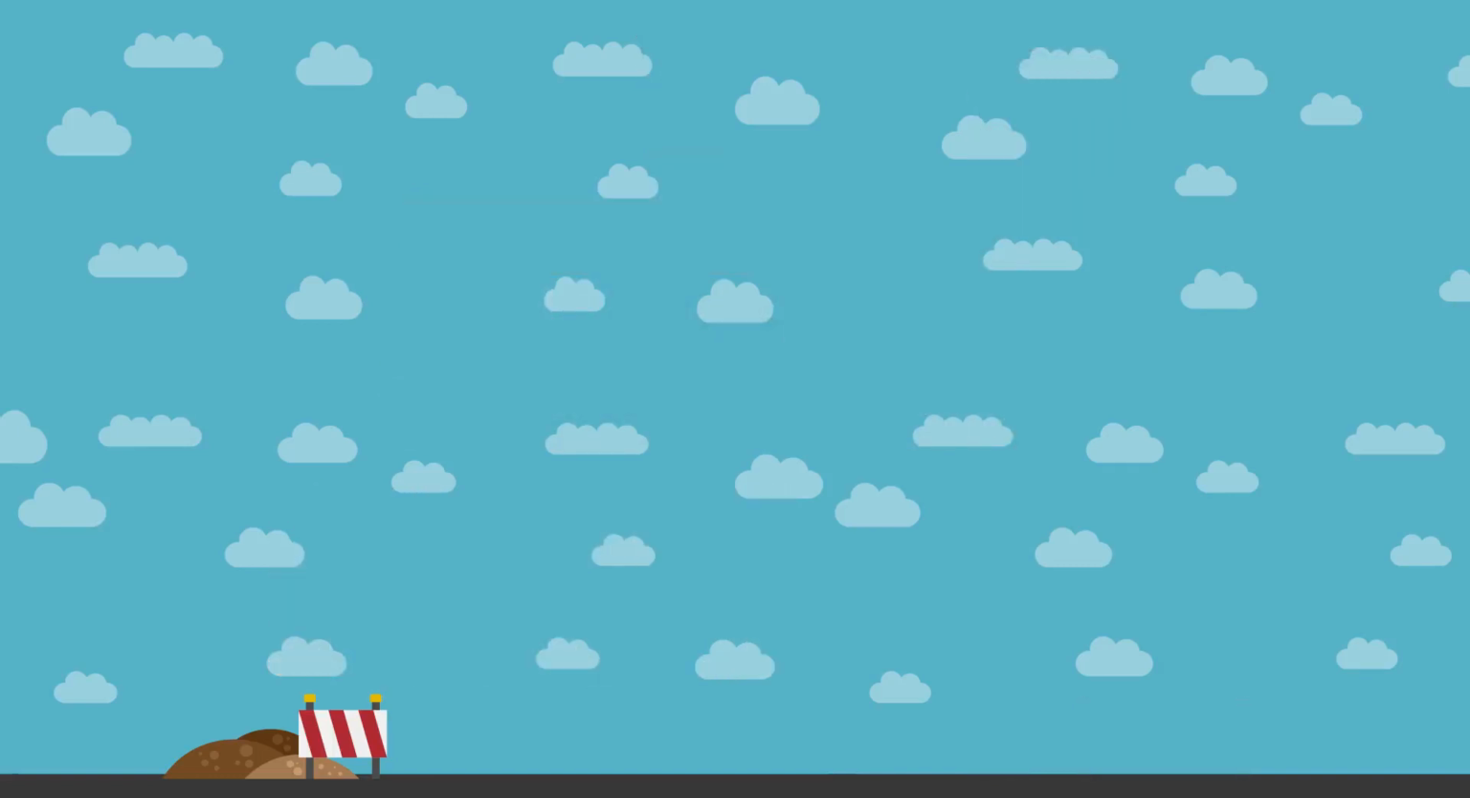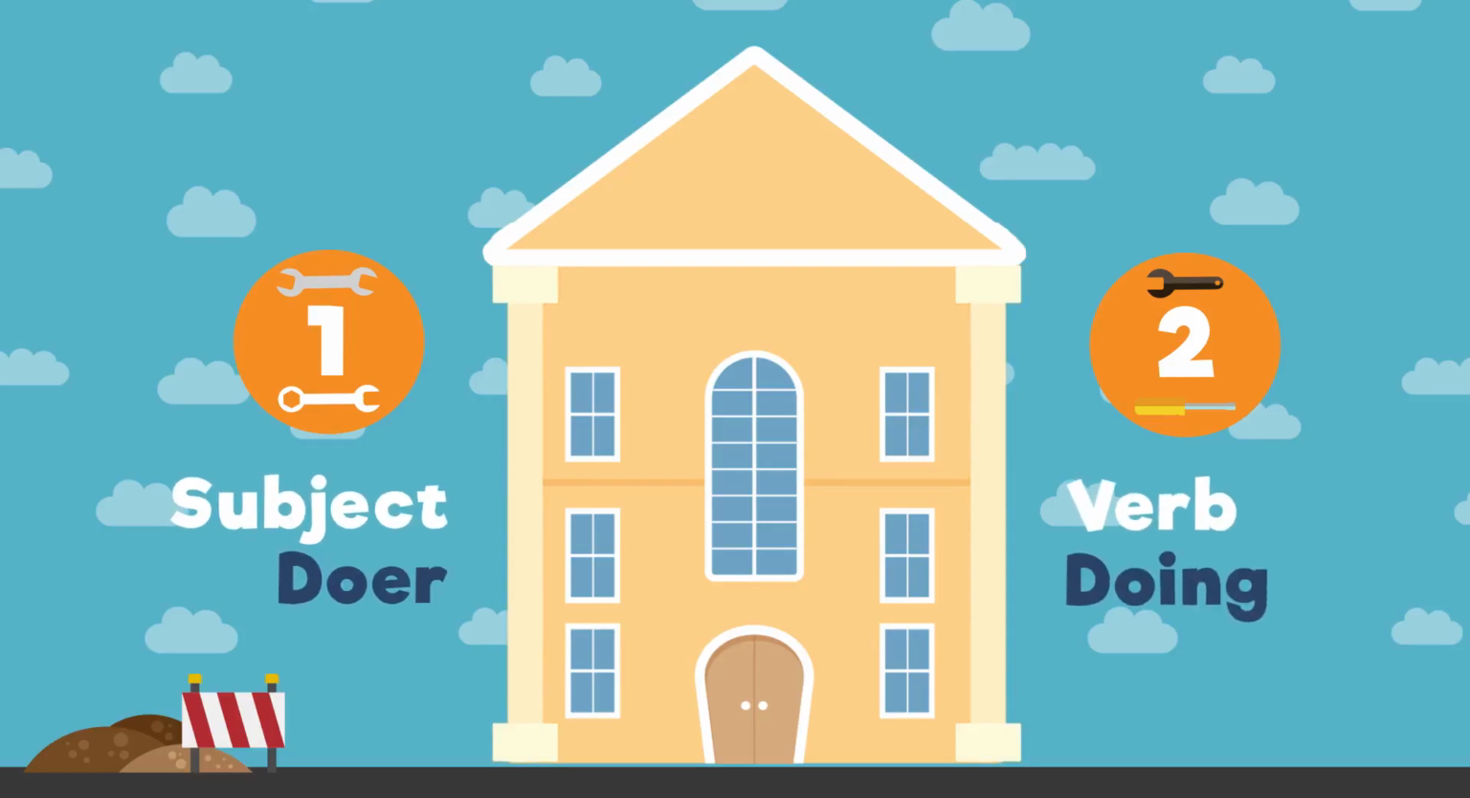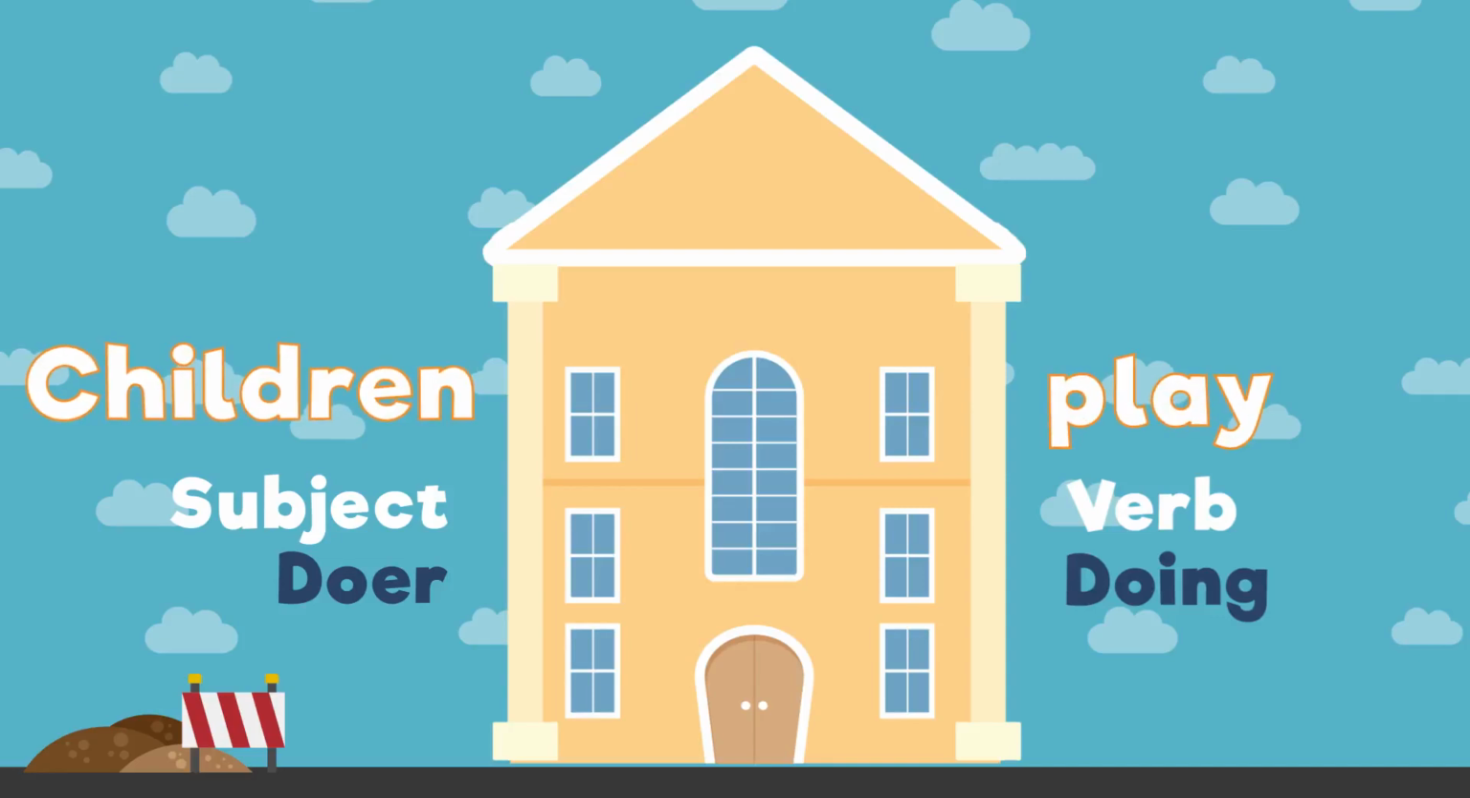Now let's look at each of these components as separate pillars holding up a building. You need at least two pillars to keep the building up: the subject, or the doer, and the verb, or the doing. For example, children play. Children is the subject and play is the verb. The children are the ones doing the action, and what they are doing is playing.